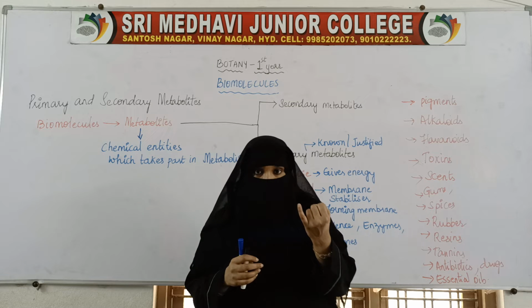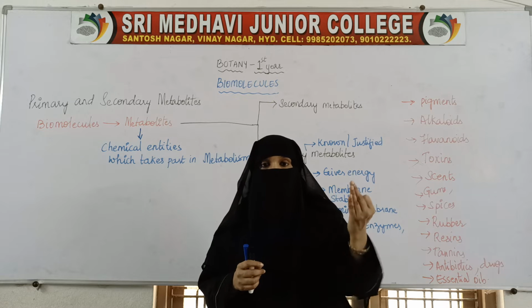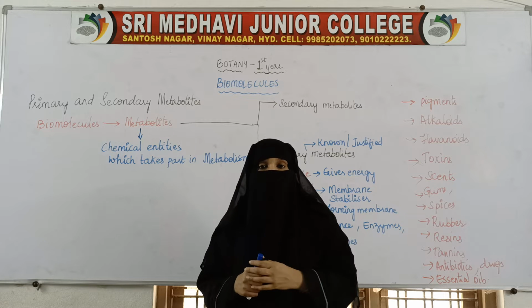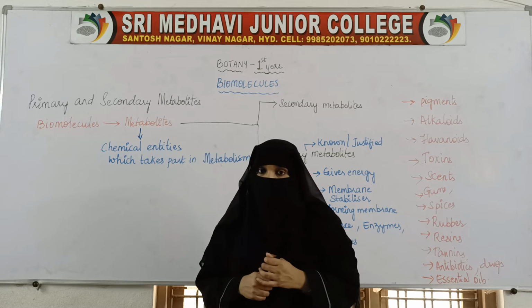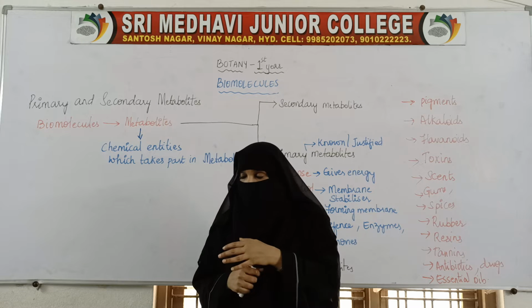So these nucleotides, which have a nitrogenous base, sugar and phosphate group, many such nucleotides combine together and form the large molecule, that is polymer, which is nothing but DNA and RNA.